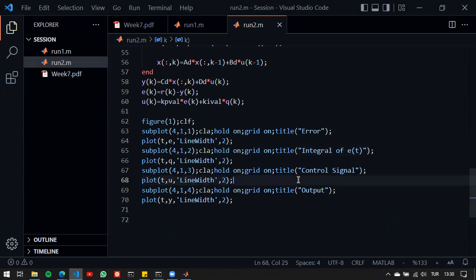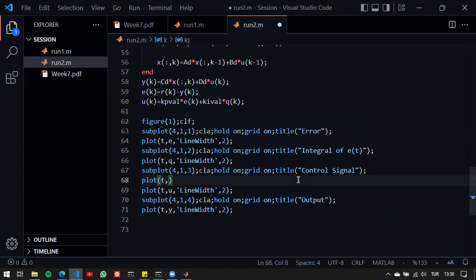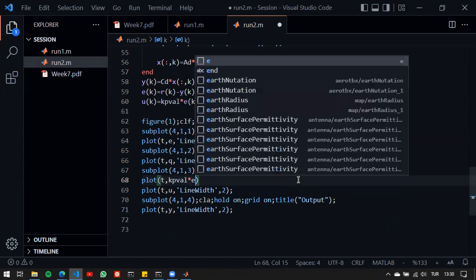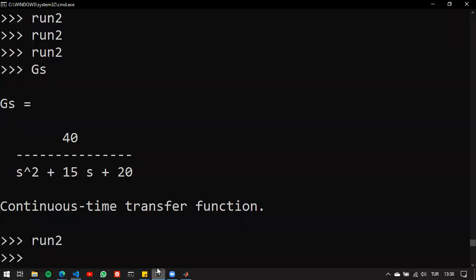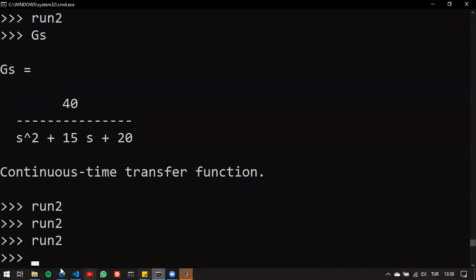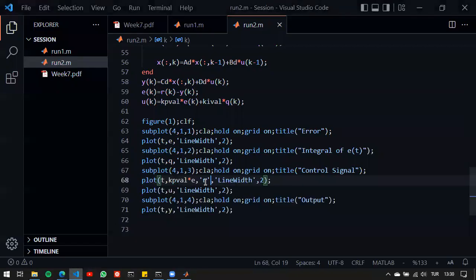And we can also do something else. Since we're looking at the control signal, what we might do is go ahead and use Kp val times E. This will show us the p-type controller part of our controller. So we can see the proportional effect here. Let's plot it in red. Of course, so let's assign a color here.